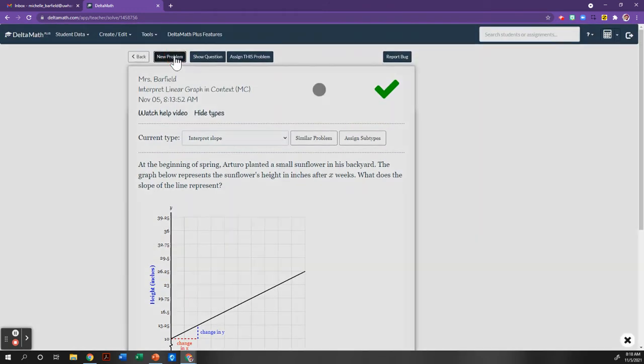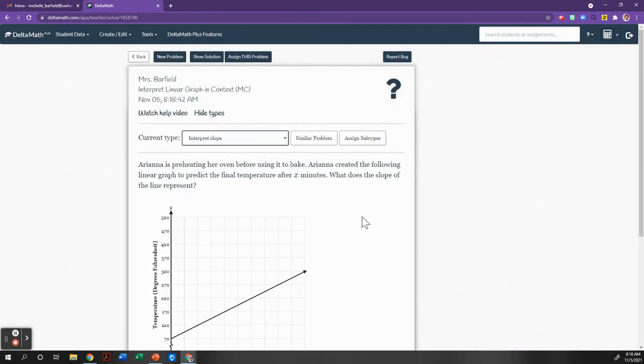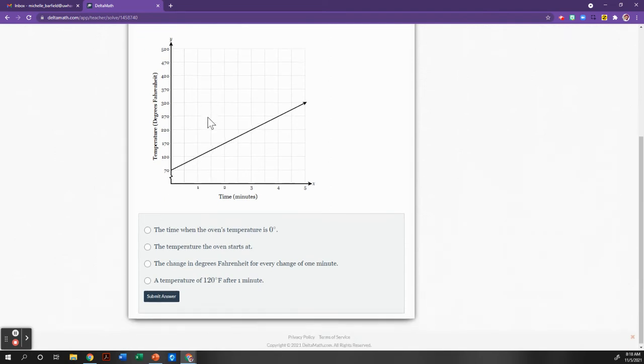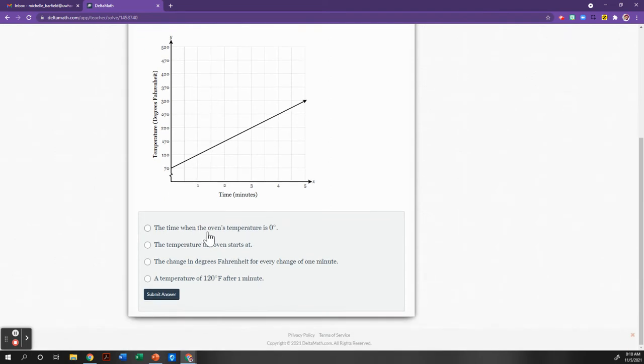So let's try a new problem. It says Ariana is preheating her oven before using it to bake. Ariana created the following linear graph to predict the final temperature after X minutes. What does the slope of the line represent? The time when the oven's temperature is 0 degrees. Again, that's a fact. The temperature the oven starts at. That's a fact. The change, that's a good key word, in degrees Fahrenheit for every change of 1 minute.